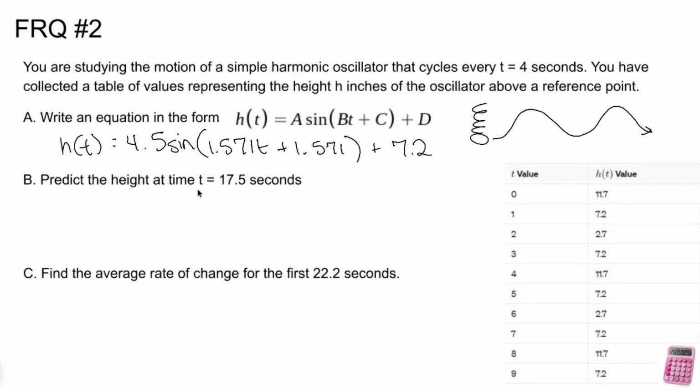Predict the height at time t equals 17.5 seconds. So that's just a simple matter of us using the equation that we stored in the calculator and finding out what happens when we plug in 17.5.